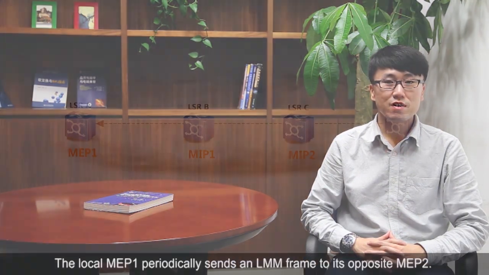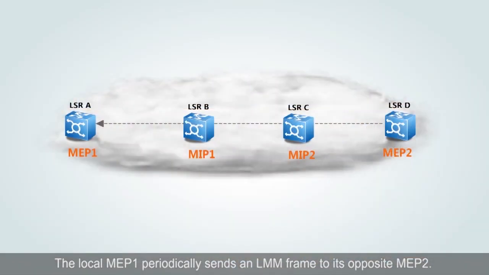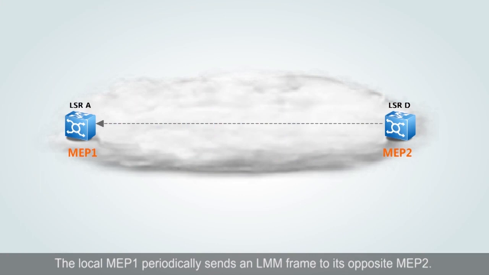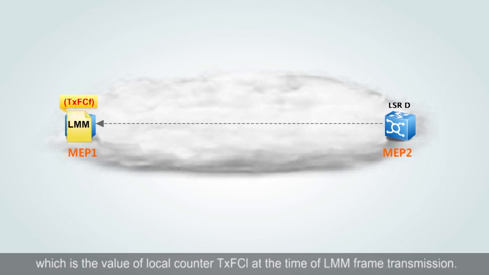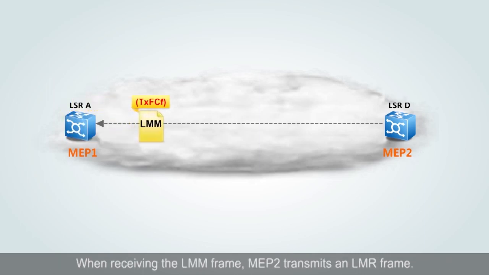In this figure, the local MEP 1 periodically sends an LM frame to its opposite MEP 2. An LM frame contains the TxFCf value, which is the value of local counter TxFCl at the time of LM frame transmission. When receiving the LM frame, MEP 2 transmits an LMR frame.